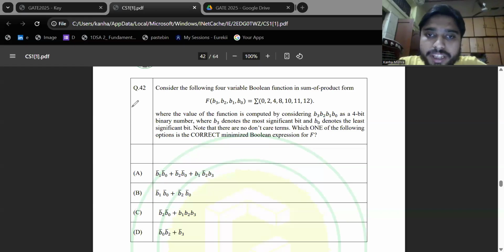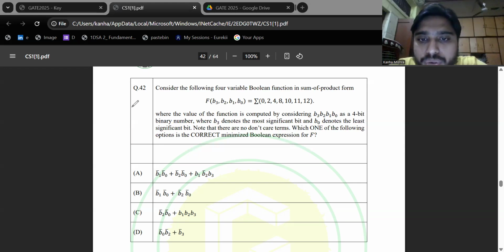Hello everyone, let's solve GATE paper CS1 2025 question number 42. Consider the following four variable Boolean function in sum of product form. F of B3, B2, B1 and B0 equals summation of 0, 2, 4, 8, 10, 11, 12, where the values of the function are computed by considering B3, B2, B1 and B0 as a 4-bit binary number, where B3 denotes the most significant bit and B0 denotes the least significant bit.